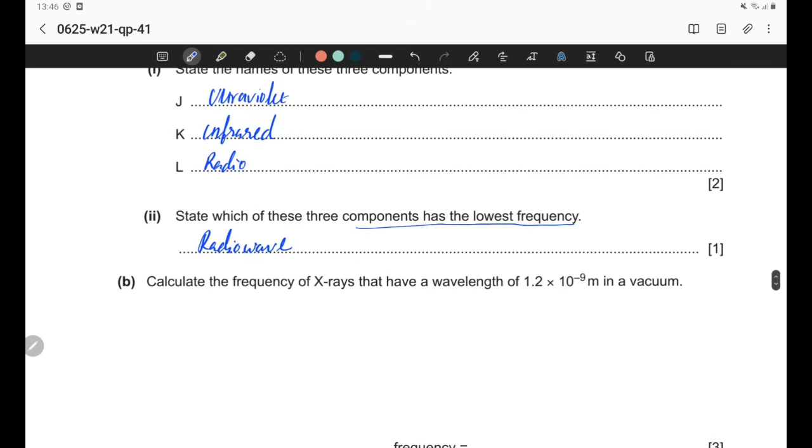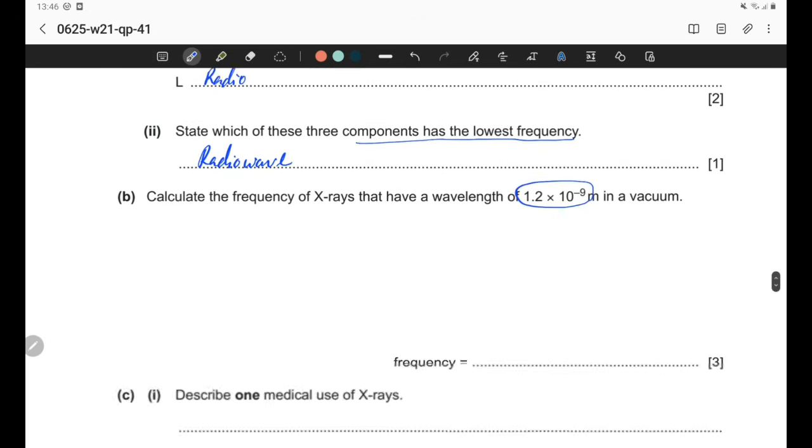Part B. Calculate the frequency of X-rays that have the wavelength 1.2 times 10 to the power minus 9 meter. We are provided with the wavelength, and it is an X-ray, which is an electromagnetic wave. So the speed is always constant, that is 3 times 10 to the power 8 meters per second. So we have speed and wavelength, and we need to calculate frequency.